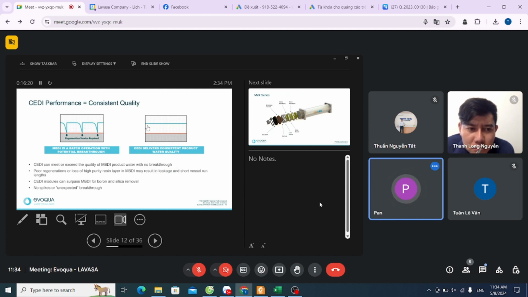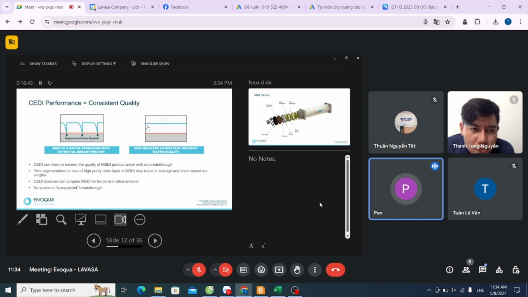Okay, all good. All right. So if you buy the resin from DuPont, there is normal resin and there's high grade resin. Also the same thing in the EDI. There's a normal module, there's a high grade module. So the Suez module and the Ionpure module, we have there is a standard one.